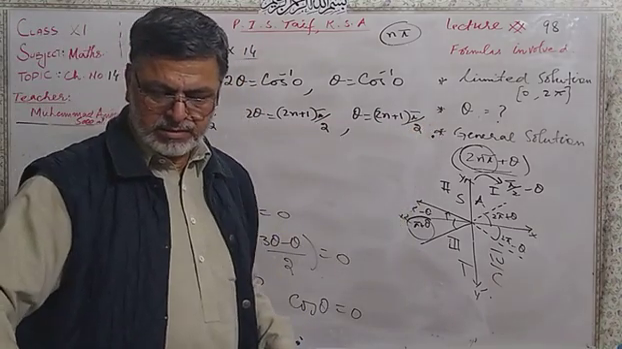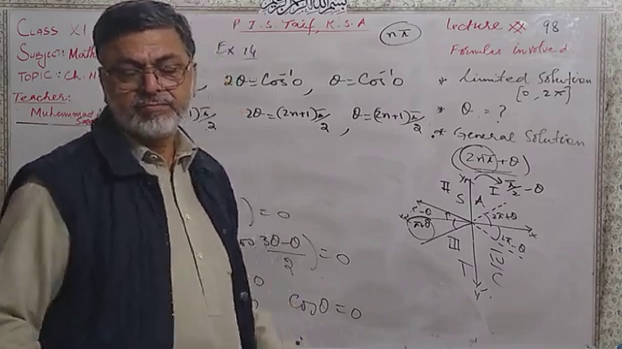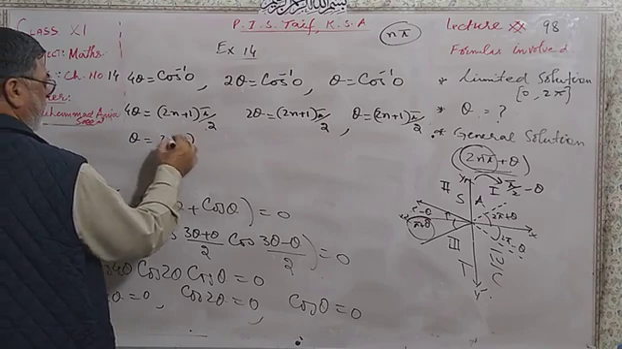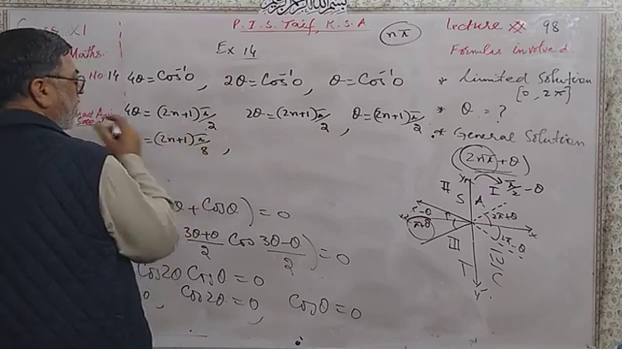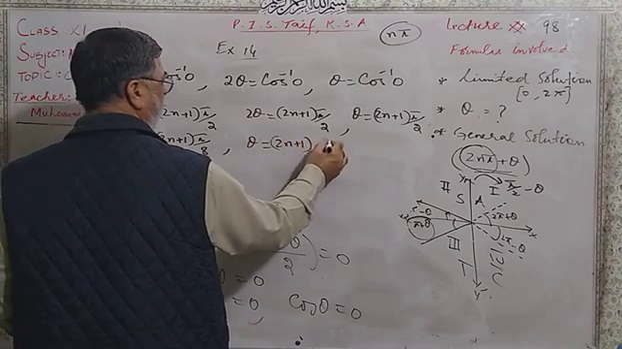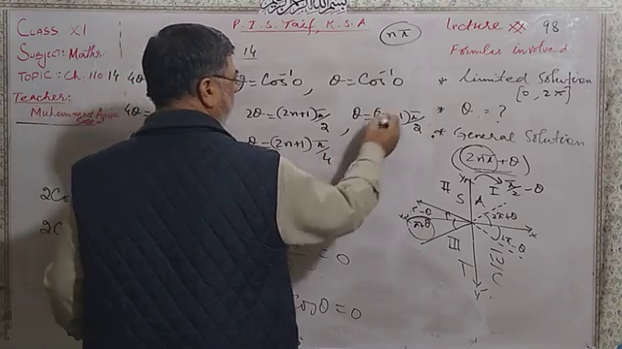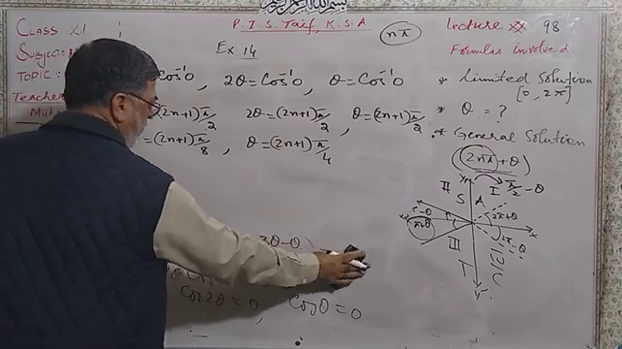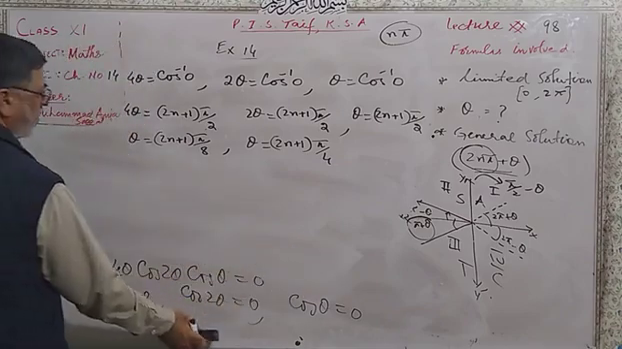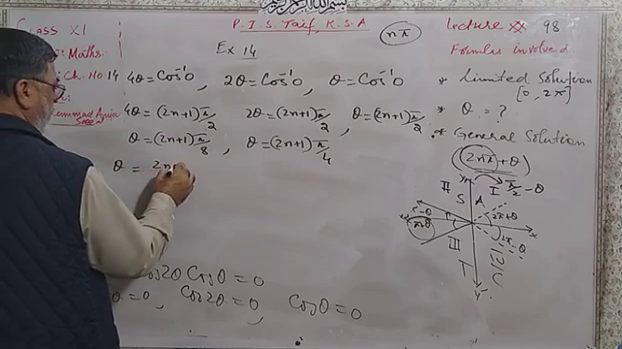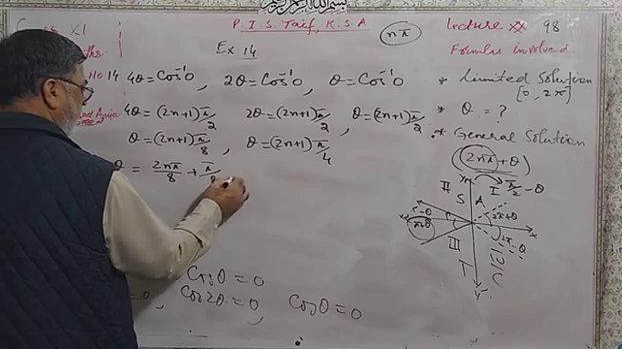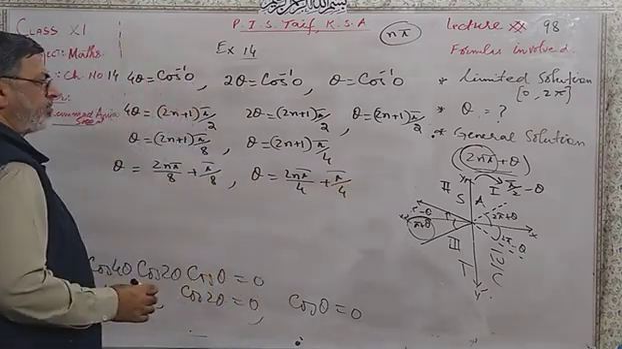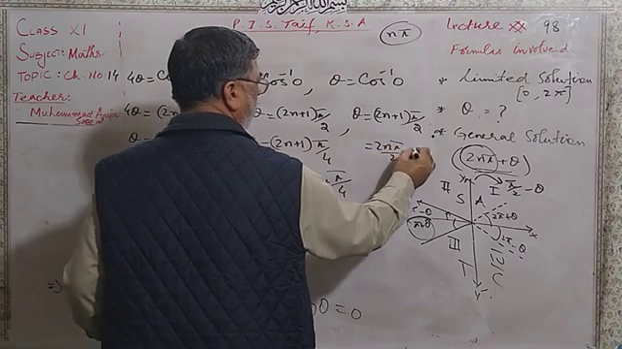So dear students, we can have here, bring this 4. So theta is equal to 2n plus 1 into pi by 8. Theta is equal to 2n plus 1 into pi by 4. And theta is equal to 2n plus 1 into pi by 2. So now you can have theta is equal to 2n pi by 8 plus pi by 8. Theta is equal to 2n pi by 4 plus pi by 4. Here is 2n pi by 2 plus pi by 2.